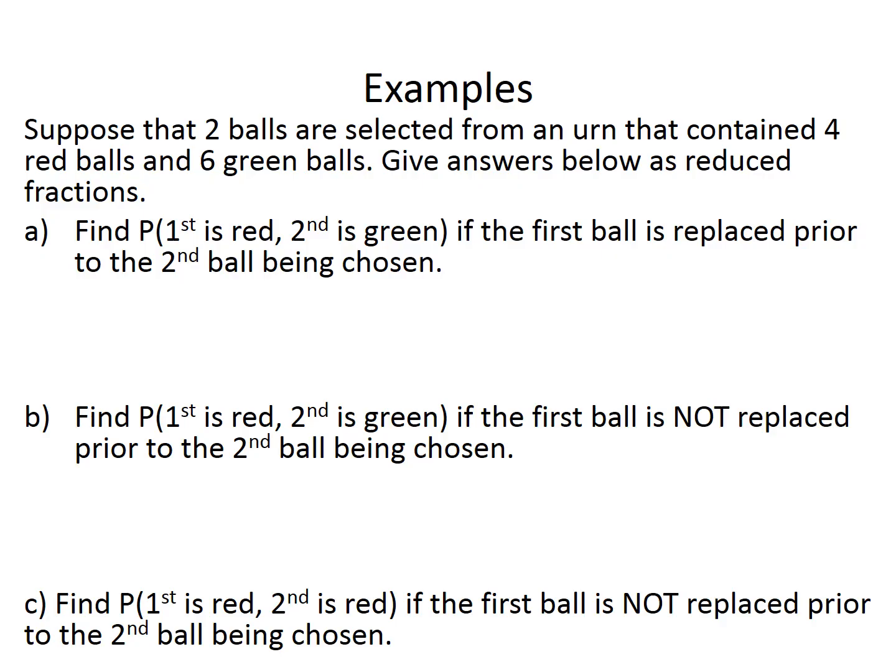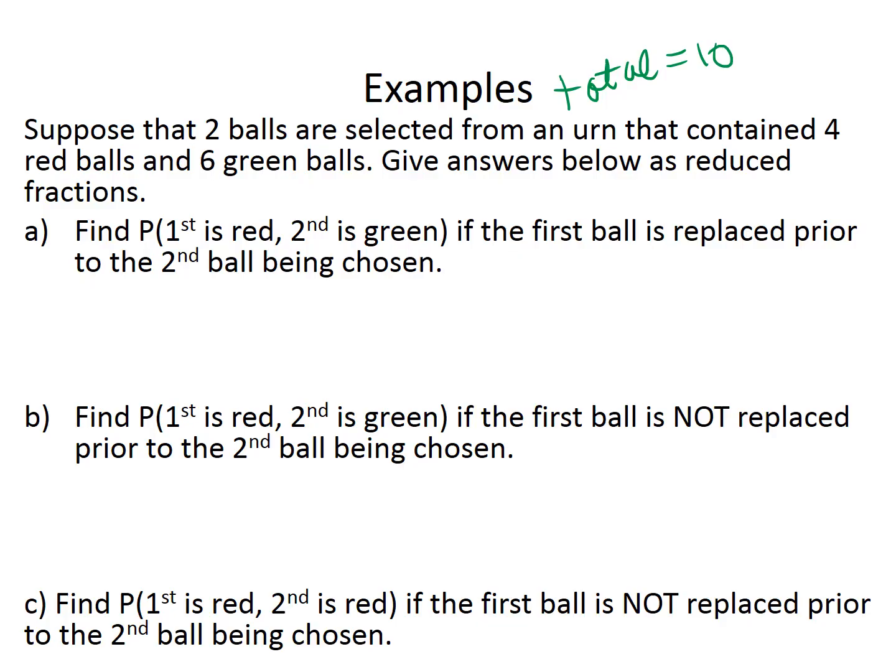Suppose that 2 balls are selected from an urn that contains 4 red balls and 6 green balls. So there's a total of 10 balls. Give the answer below as a reduced fraction. Find the probability the first is red and the second is green, if the first ball is replaced prior to the second being chosen.